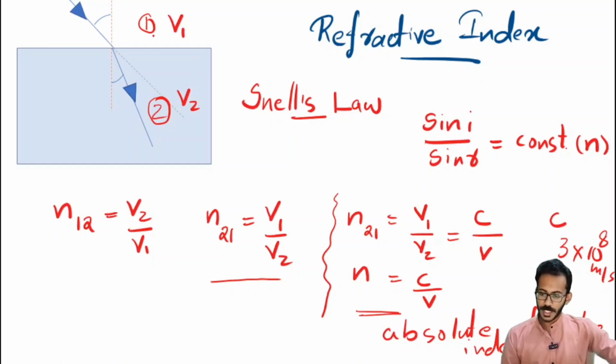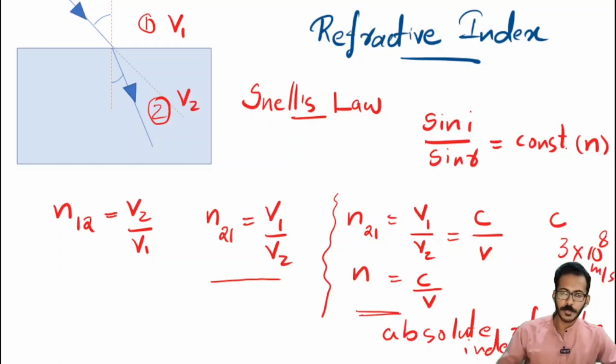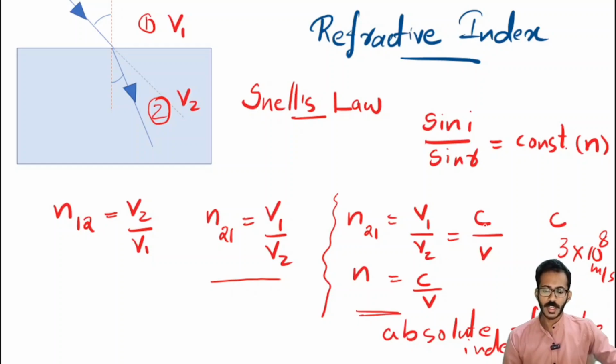Suppose the first medium is air, then the refractive index is called absolute refractive index. You can see it here. In that case, the speed of light in the first medium becomes c, and for the second medium we need not mention 2 there. It's automatically the speed of light in the medium given. So it will be c by v. So n is equal to c by v. It is called absolute refractive index.